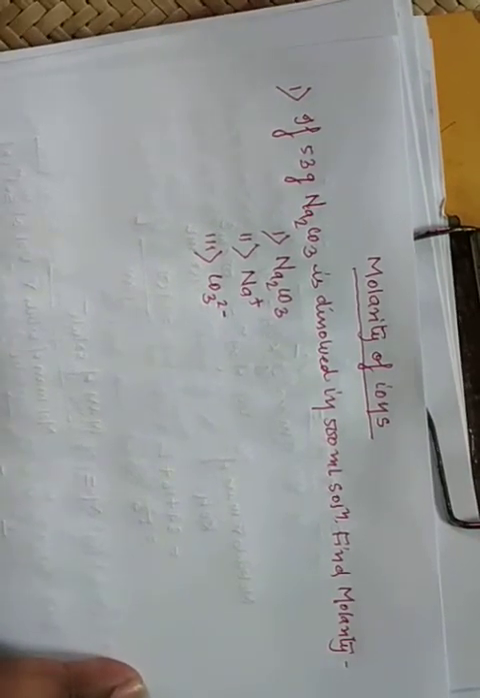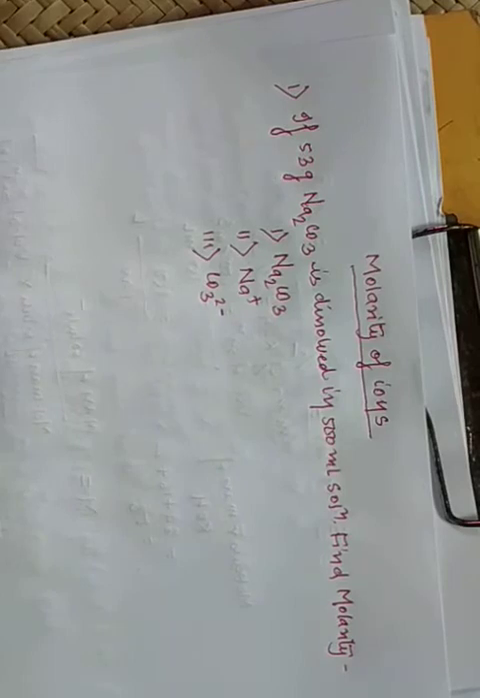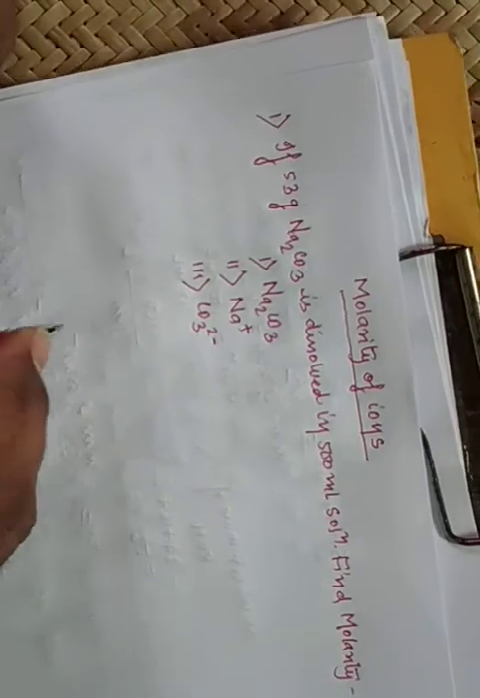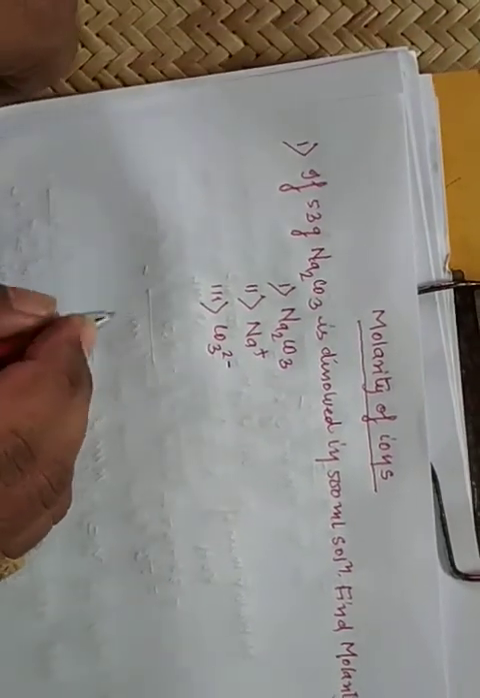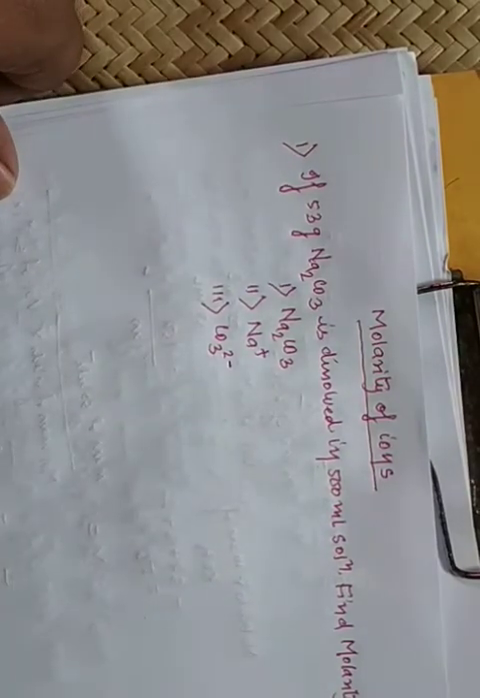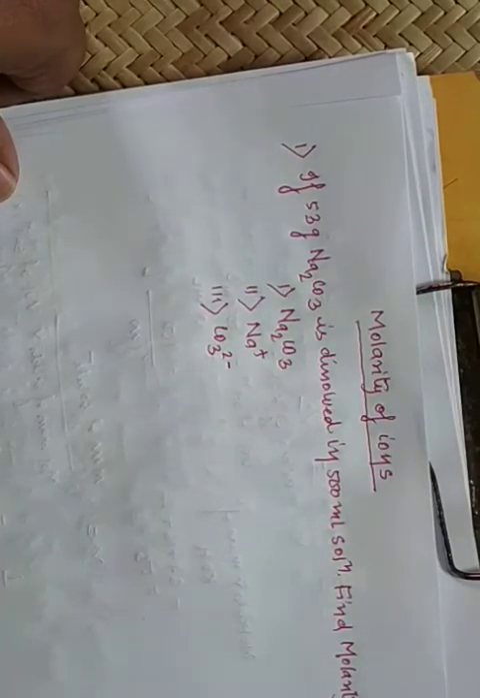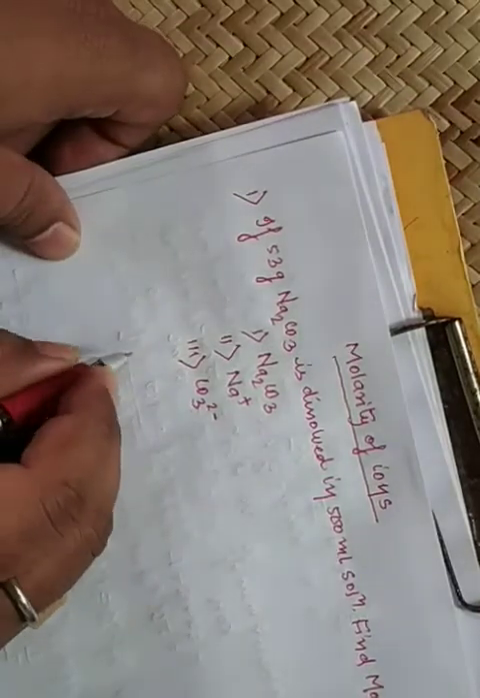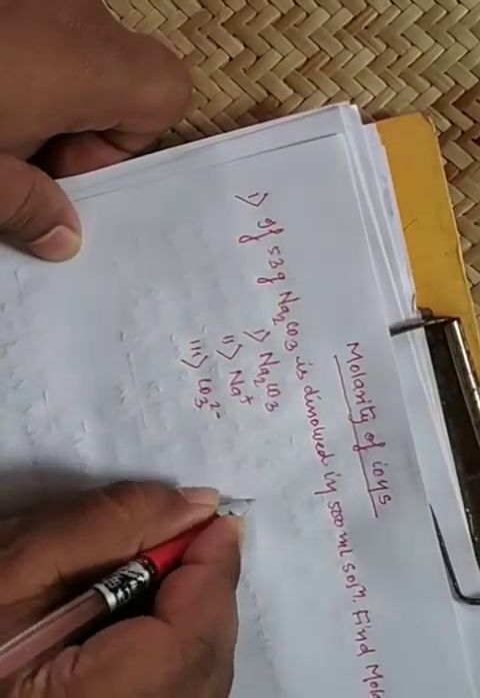number 1, Na2CO3, number 2, Na+ charge, and number 3, CO3 2- charge. Okay, do you know the dissociation of Na2CO3? So now first you find the molarity of Na2CO3. You know the molecular mass of Na2CO3 from my last question. So first you write down the formula.